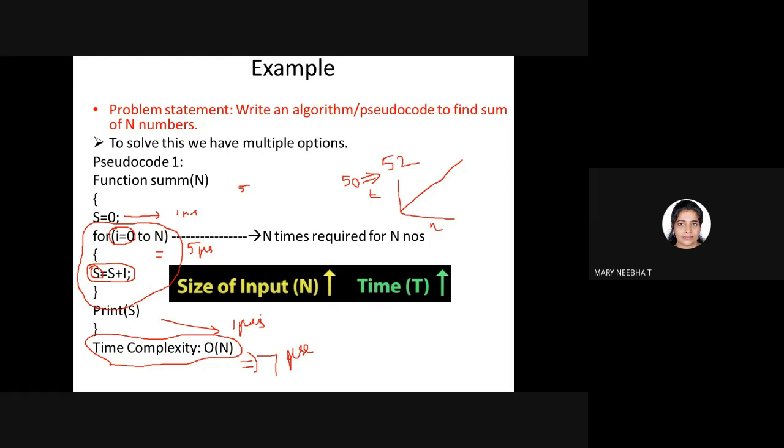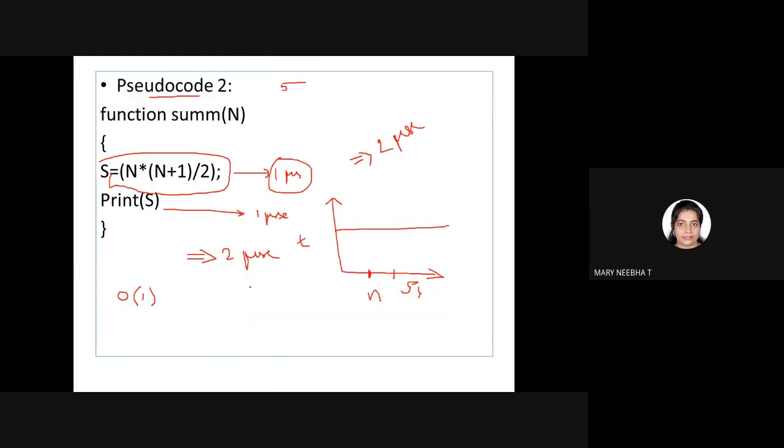Okay, and you see in the second case, you are directly implementing the formula here. So it is constant. Whether you are using five numbers, you are getting 2 microseconds. If the user is entering 50 numbers also, it is 2 microseconds. So we can represent the constant terms by using order of 1. So the worst complexity is order of 1.